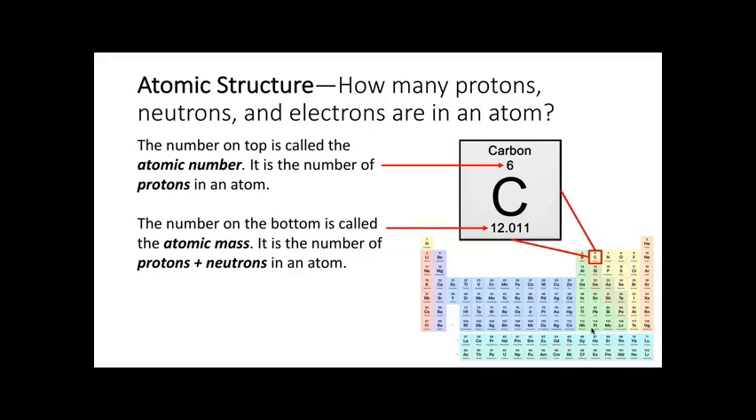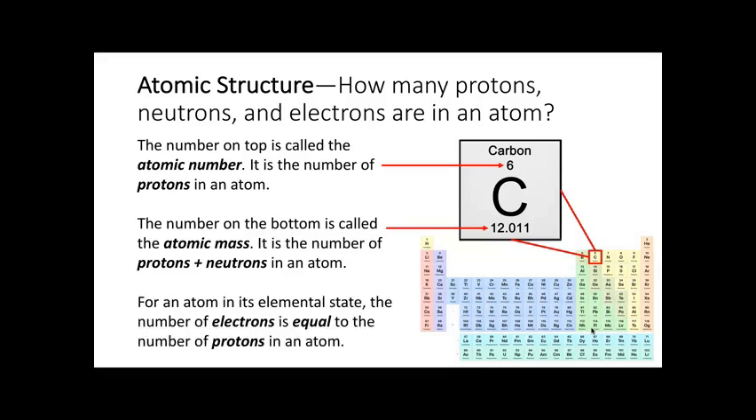At this point, I would ask my students, okay, I just told you that the atomic number on the top is the number of protons, and the atomic mass on the bottom is the number of protons plus neutrons. How do you find the number of neutrons in an atom? Hopefully I would have somebody say, you just subtract the two. You do the atomic mass minus the atomic number, and that's the number of neutrons.